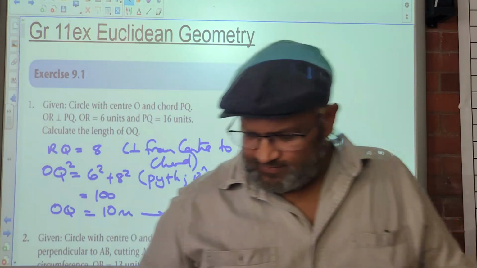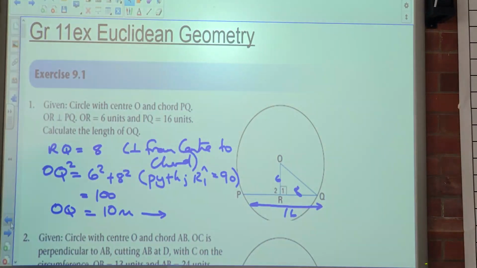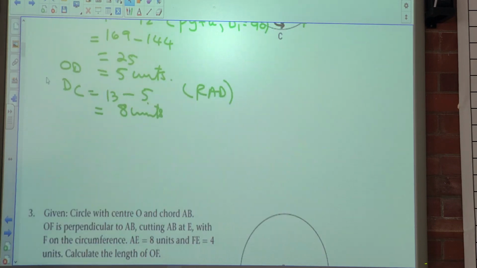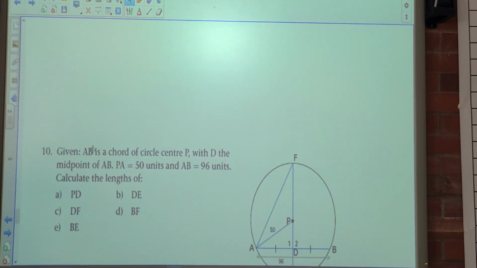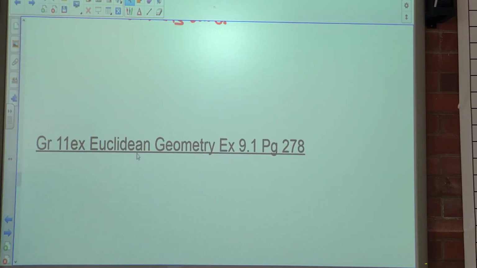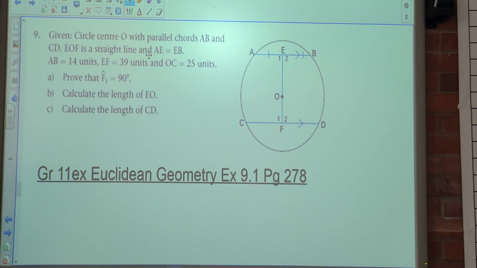So today we're looking at the homework that I gave you yesterday. It was 9 and 11 from exercise 9.1.